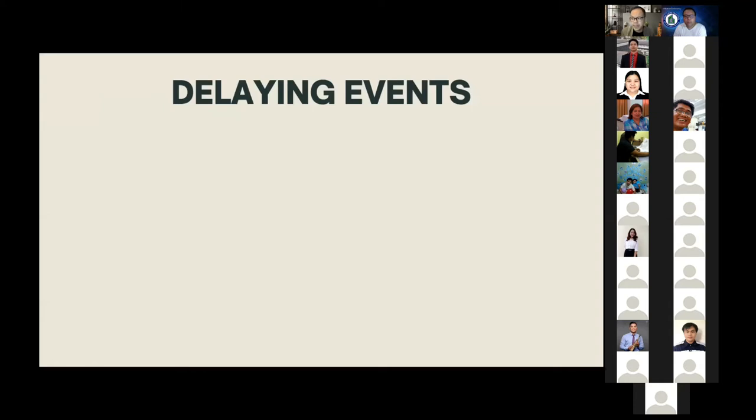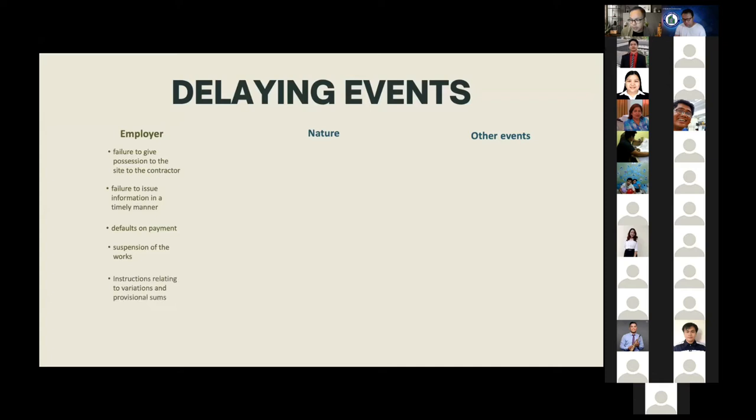I have classified the delaying events into three categories: delaying events which were caused by the employer, delaying events which were caused by nature, and other events which cannot be classified under employer and nature. Among the delaying events caused by the employer are failure to give possession of the site to the contractor, failure to issue information in a timely manner, defaults on payment, suspension of the works, and instructions relating to variations and provisional sums.